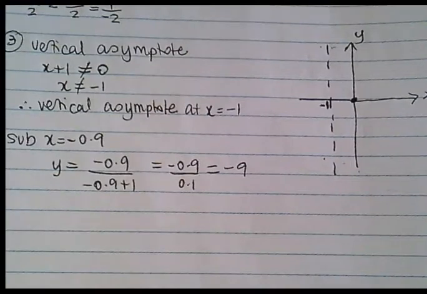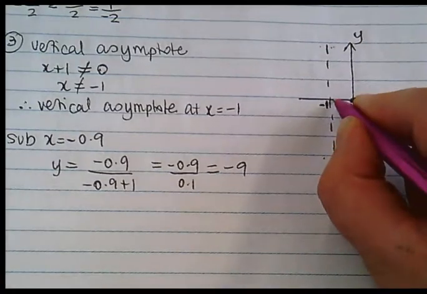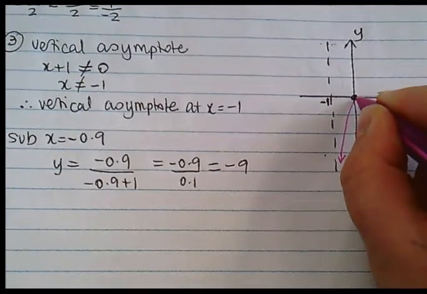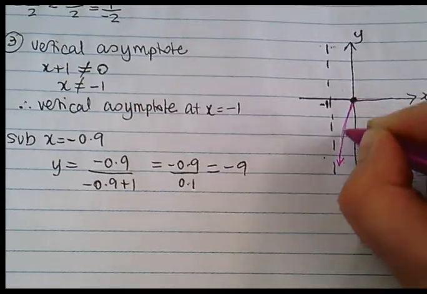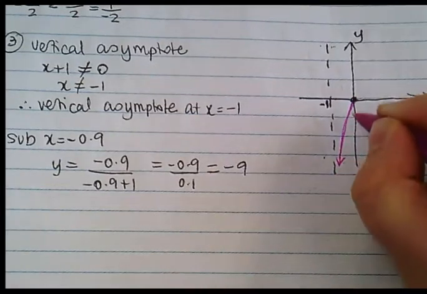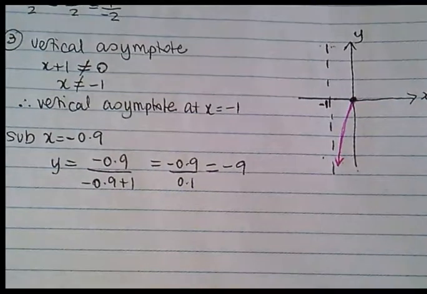Negative 0.9. So I'm going to draw the curve in a different colour. When x is negative 0.9, which is before negative 0.1, it's down here. Are you okay with that? And it goes through 0, 0. Are we okay with this? It can't go the other way. It'll hit the curve. It approaches it.